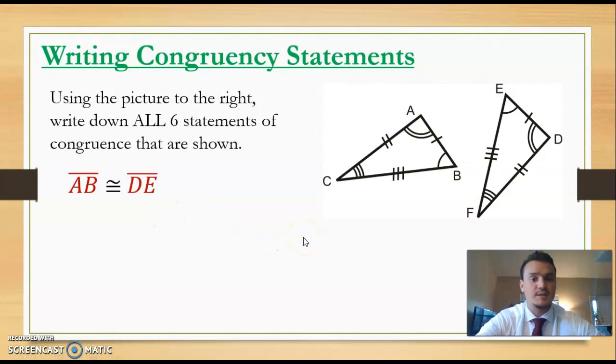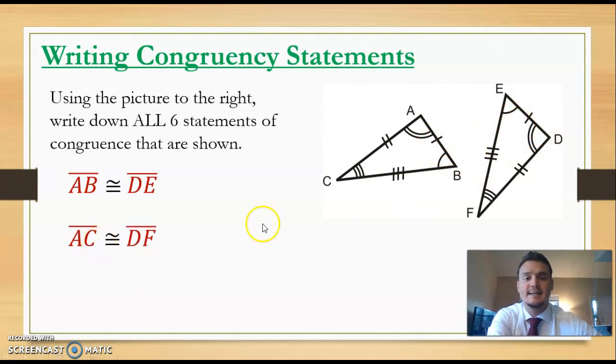So for instance, we can say that AB is the same length or congruent to DE, because they have the same number of tick marks there. We could also say that AC, which has 2 tick marks on it, and DF, which has 2 tick marks on it, are congruent as well. We could also say BC is congruent to EF because they both have 3 tick marks on there.